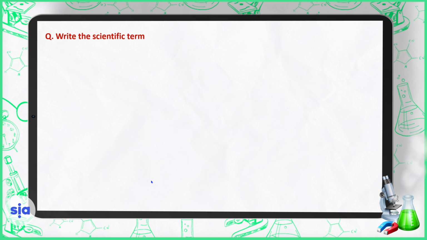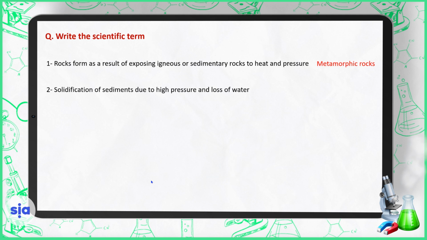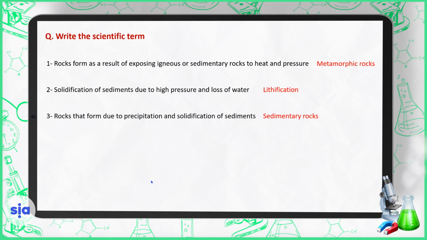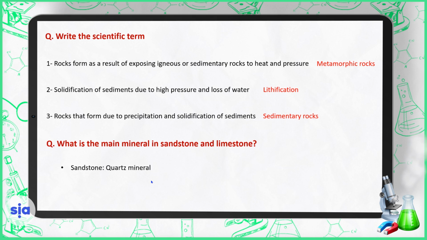Now try to guess the scientific term. Rocks formed as a result of exposing igneous or sedimentary rocks to heat and pressure. Metamorphic rocks. Solidification of sediments due to high pressure and loss of water. Lithification. Rocks that form due to precipitation and solidification of sediments. Sedimentary rocks. What is the main mineral in sandstone and limestone? In sandstone, it's the quartz, and in limestone, it's the calcite.